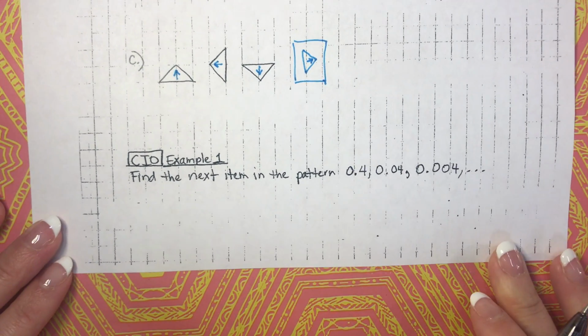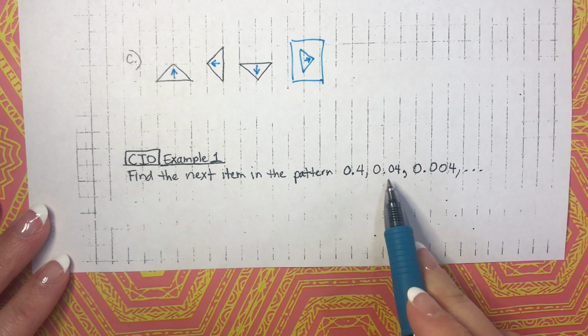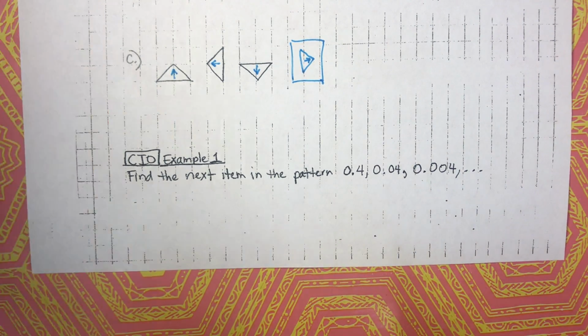So now it's your turn to check it out. Example 1, find the next item in the pattern. 0.4, 0.04, 0.004, which would be the next one in the pattern? Go ahead and pause, figure that one out, and then come back when you're done.